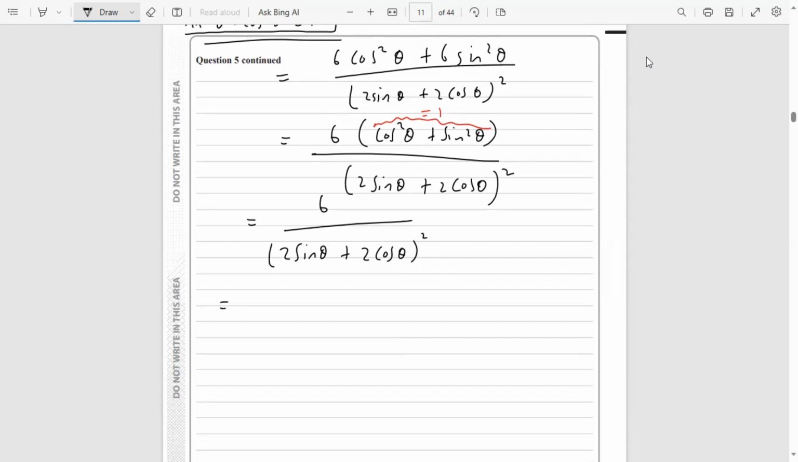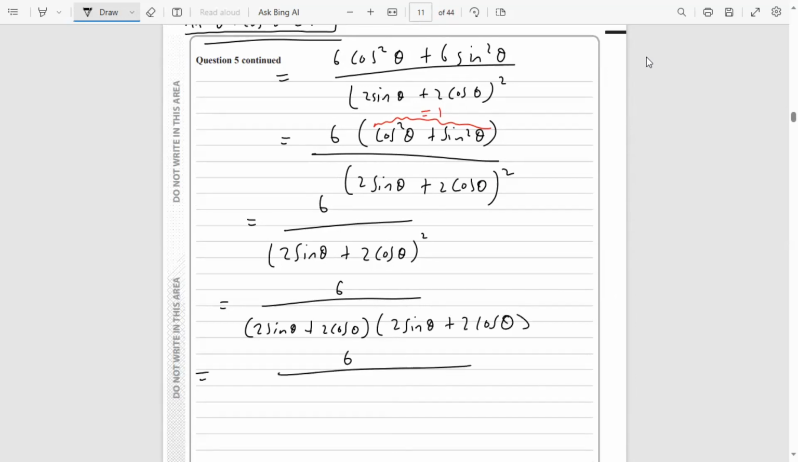So if we go ahead and do that, in fact, what I'm going to do, no, I'm not going to do that. No, let's just expand the brackets normally. So we've got 2 sine theta plus 2 cos theta, and then times by another 2 sine theta plus 2 cos theta, because obviously we're squaring that entire thing.